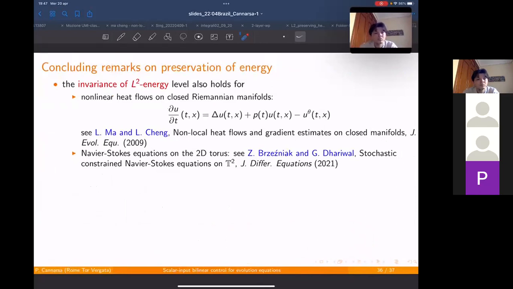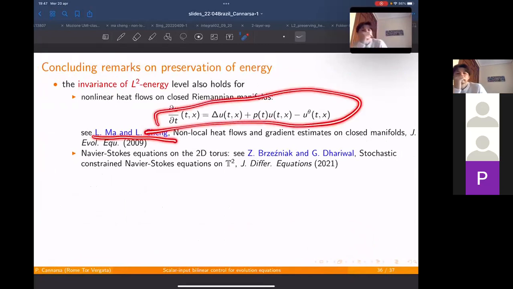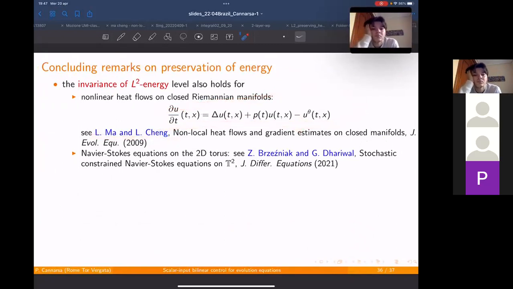Concluding remarks on this kind of research direction. The invariance of L2 energy has been studied in different contexts, starting from the work of Caffarelli and Lin, for example, by Mai and Cheng, for this kind of nonlinear equation with this kind of sign on closed manifolds, meaning compact manifolds without boundary, and also for the Navier-Stokes equation on the 2D torus.